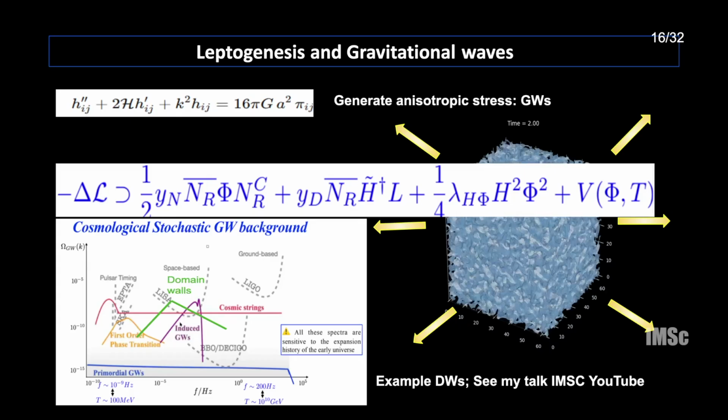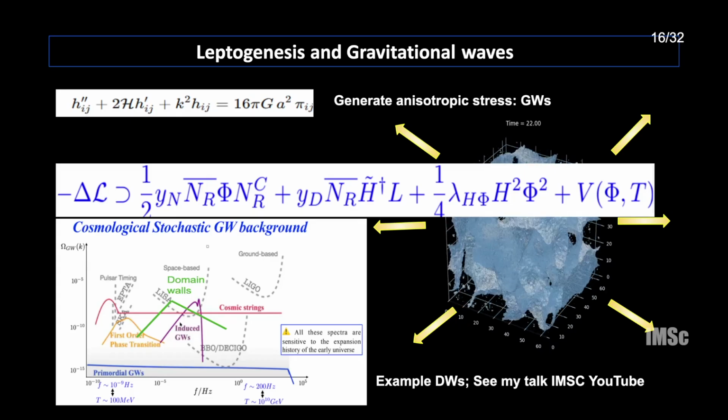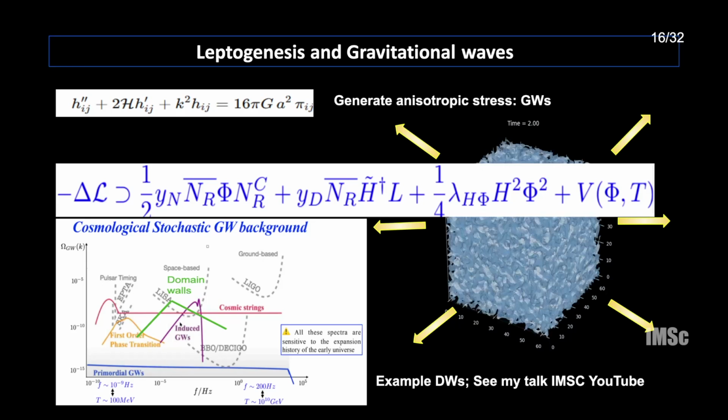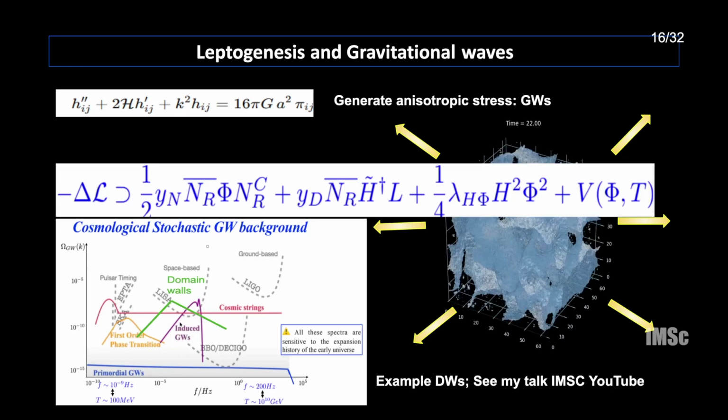Okay, so this temperature is around 100 MeV, which is related to 10 to the minus 9 Hz or something like that. And this is 10 to the 10 GeV, which is related to f equals 200 Hz.